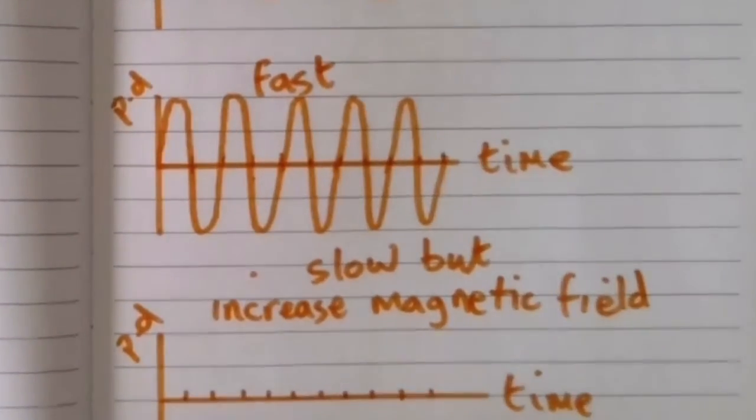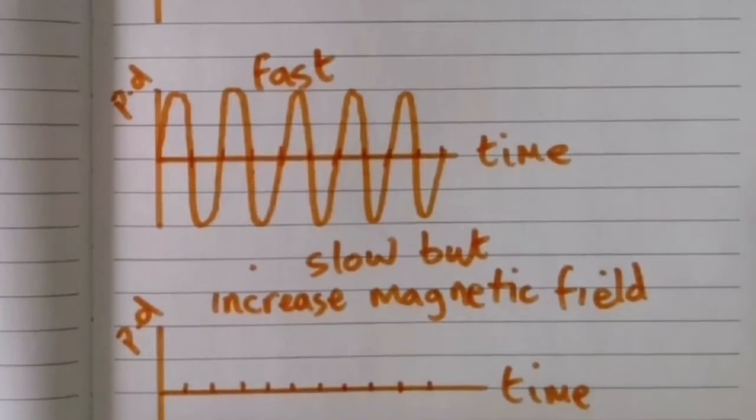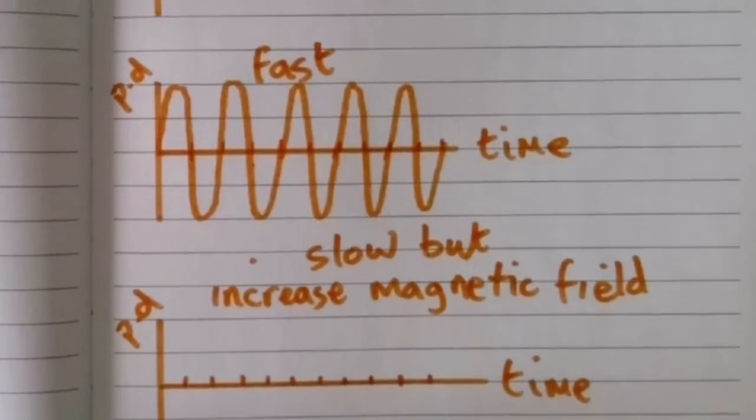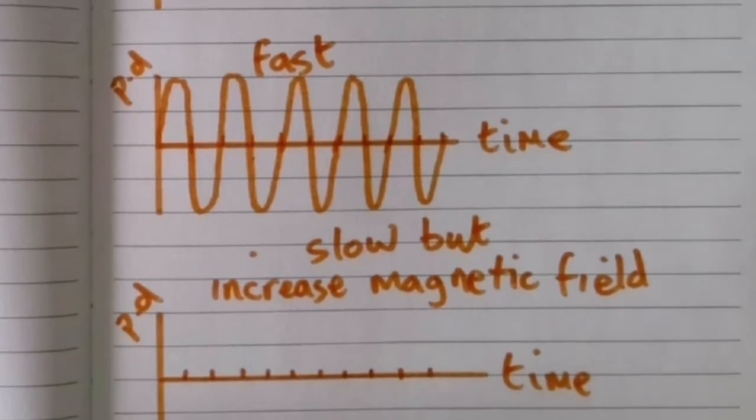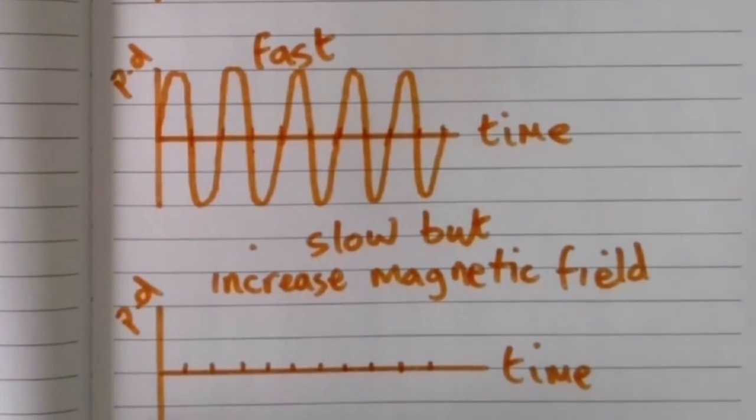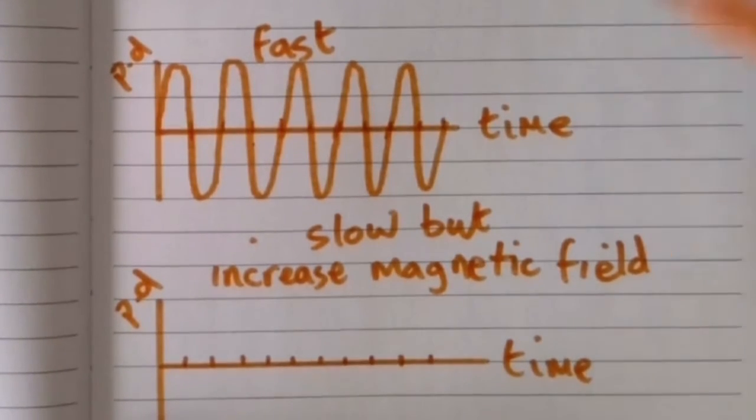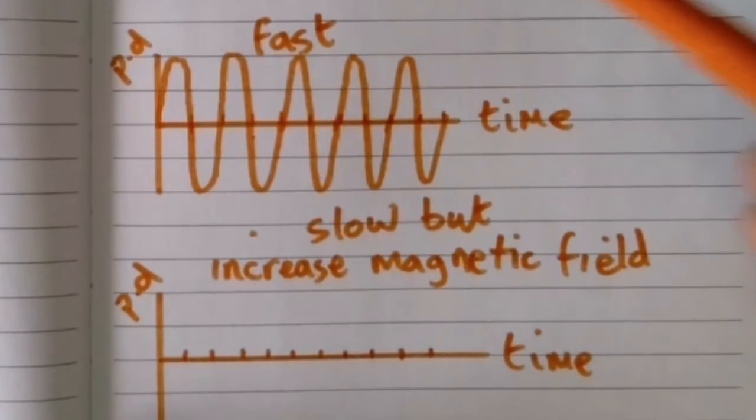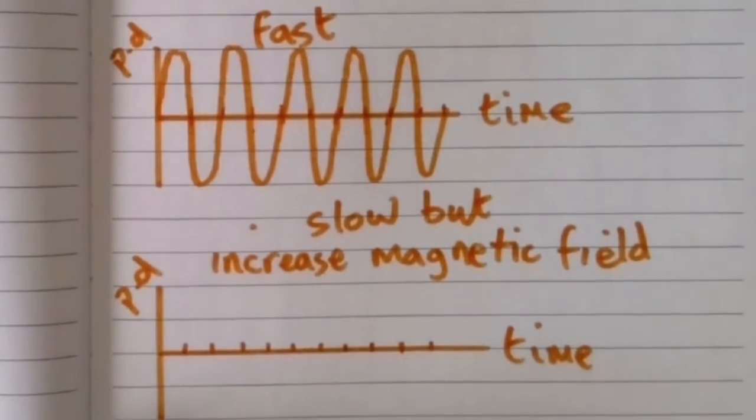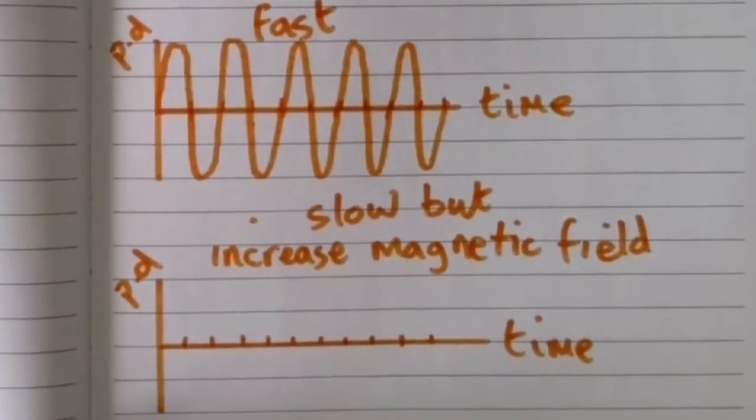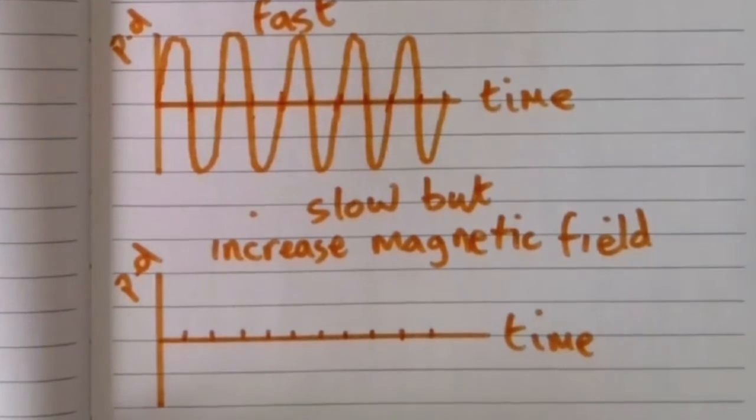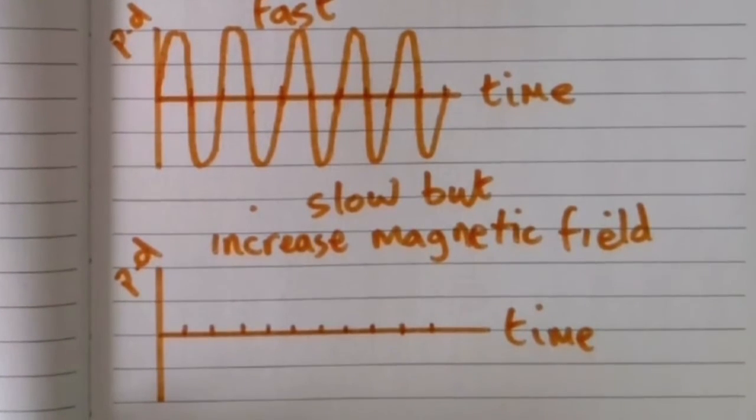Okay, so it's moving fast, so it's got a high frequency, but it's also increasing the amount of potential difference induced. Now, if it's going slow, but we've increased the magnetic field, then the time period is still going to be the same as this first one, but it's going to have increased the amount of potential difference induced because it's going to have more of a magnetic field, and so that's going to induce more potential difference.